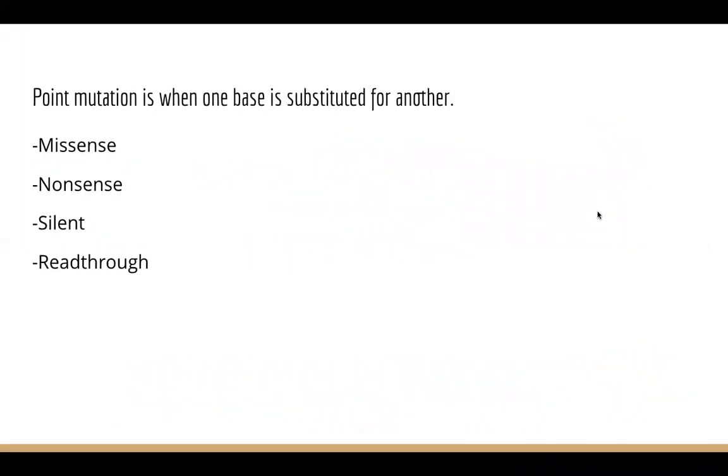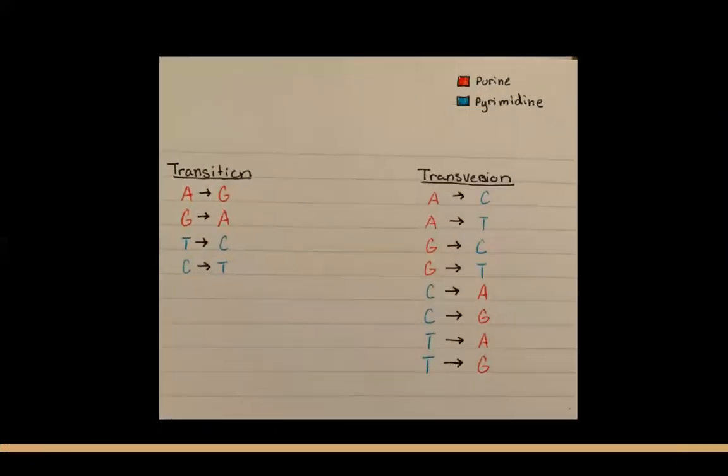A point mutation is when one base is substituted for another. Missense, nonsense, silent, and read-through are all point mutations. These mutations can either be a transition or a transversion. Transition is when a purine is replaced with another purine, or when a pyrimidine is replaced with another pyrimidine, whereas transversion is when a pyrimidine replaces a purine, or a purine replaces a pyrimidine.